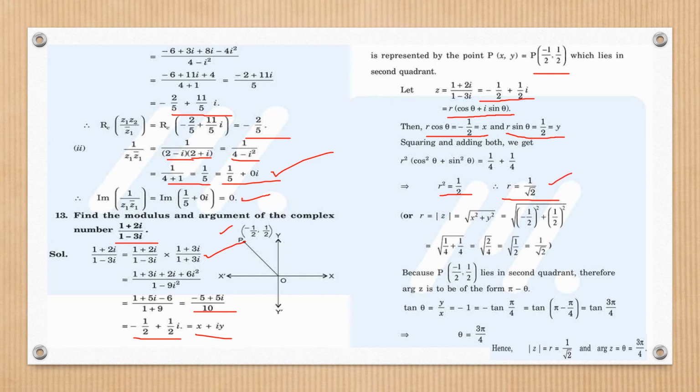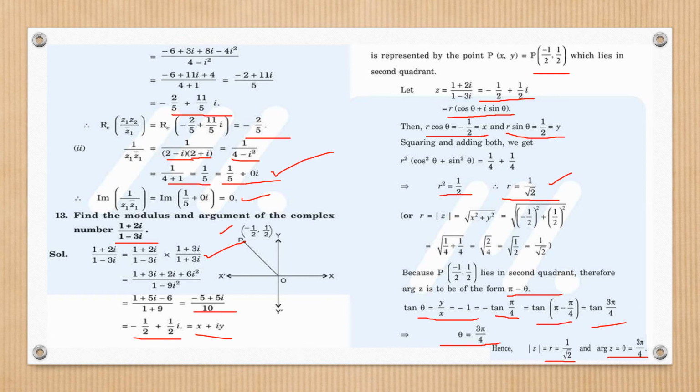And also this point is lying in the second quadrant, where the argument is pi minus theta. But in this question we are following another way also, that you can calculate tan theta as y upon x, right? Which becomes minus 1, so it is minus tan pi by 4, and you know in the second quadrant it is pi minus theta, so I should go for tan 180 minus theta, which is tan 3 pi by 4, right? So theta is your 3 pi by 4, right? So modulus z is your 1 by root 2, and argument is 3 pi by 4.